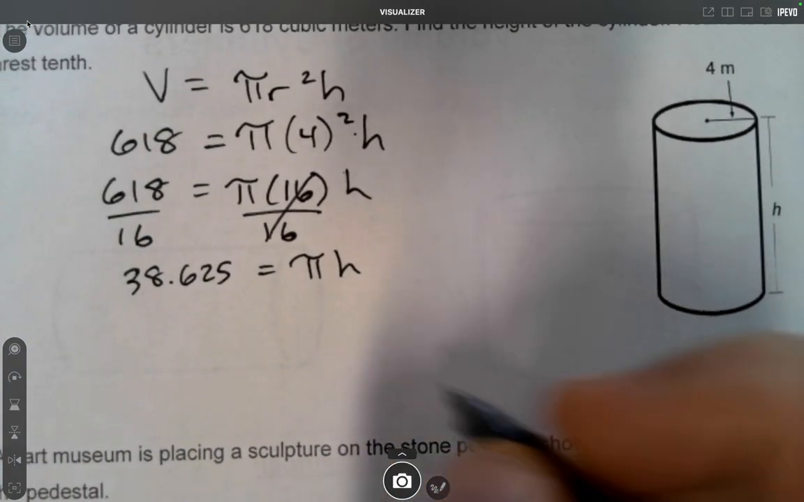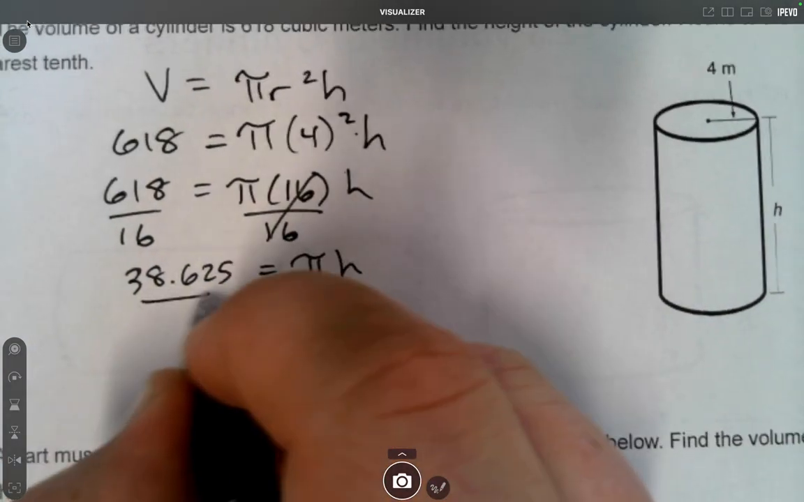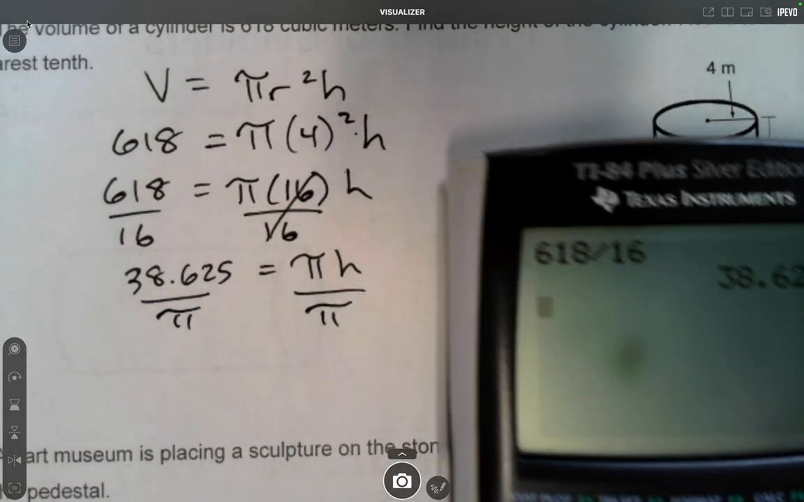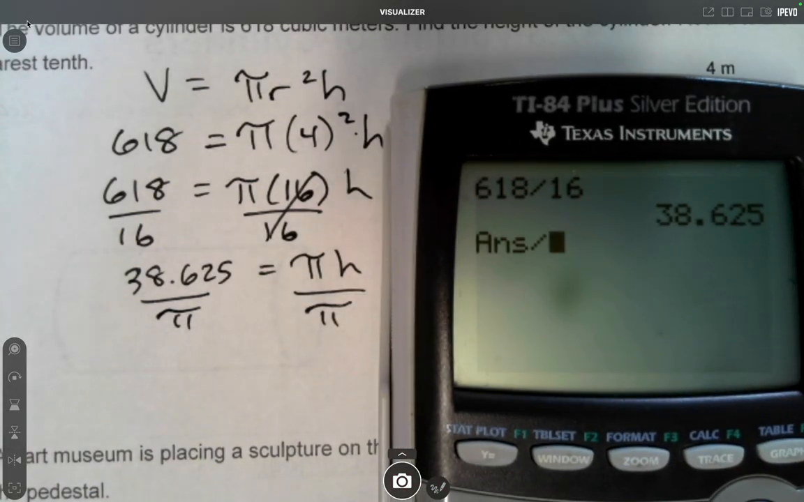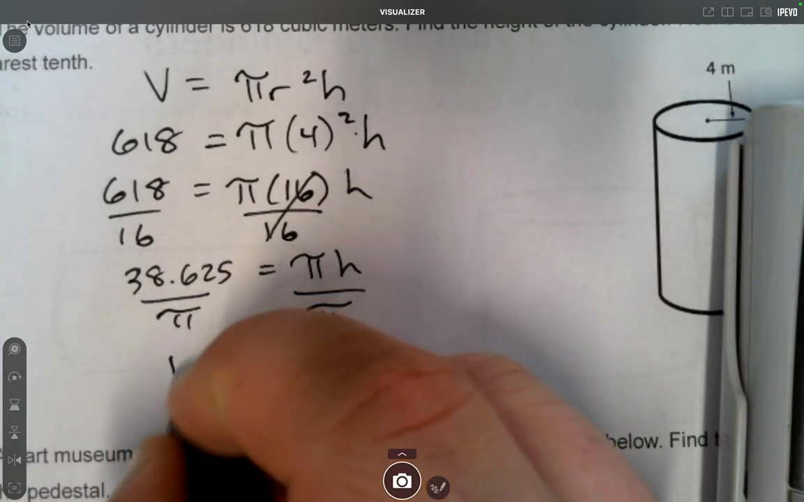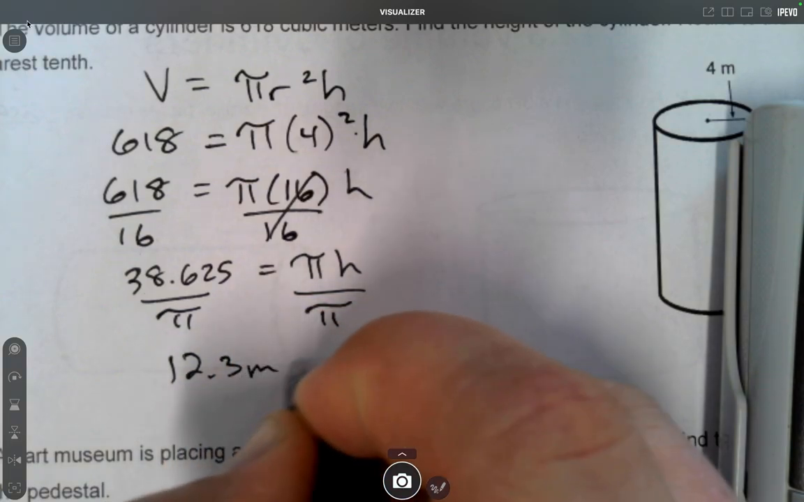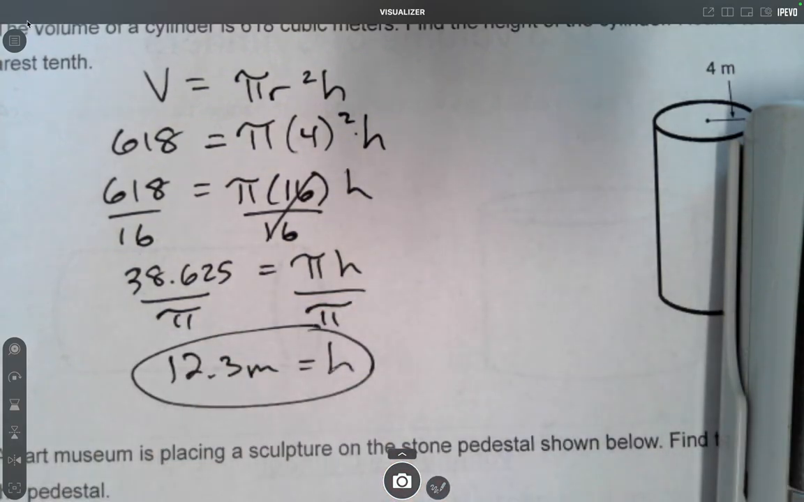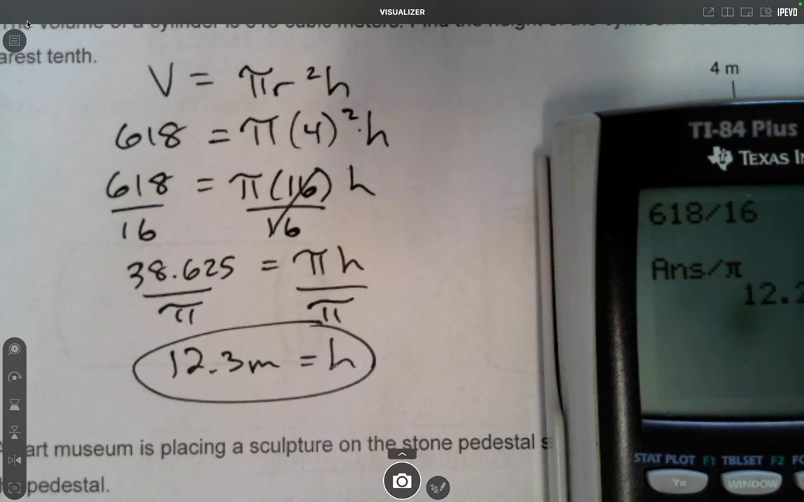So our last step is to divide both sides by pi. So I do 38.625 divided by pi. So we get 12.3 meters as the height. Okay, now here's where I'm going to show you how a mistake could easily have been made.